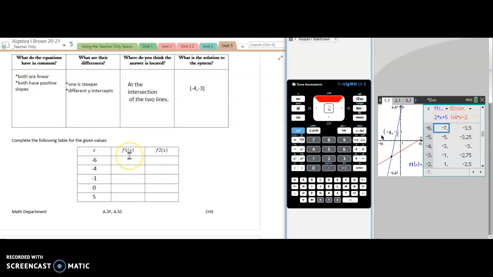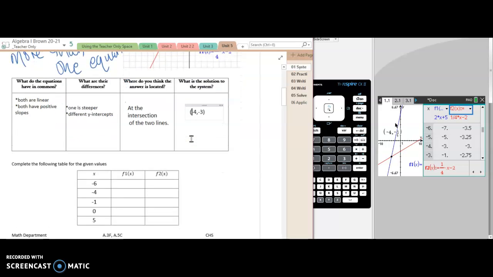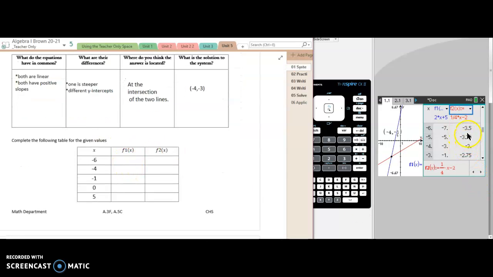And I think I might have these backwards here. Oh, that's great. Way to go, Miss Brown. All right, so maybe I should fix these. Remember, this should be f1 of x. So f1 of x is 1/4 x minus 2. So this is actually -3.5. Nothing like confusing you, right? And the 2x plus 5 is -7.